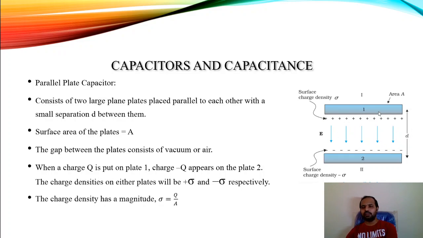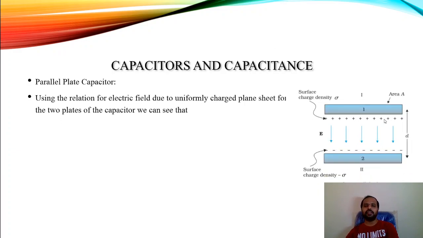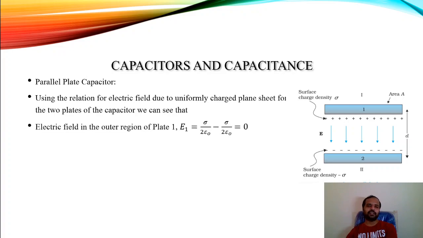Now we already know that the surface charge density is given by Q by A, that is, charge per unit area. From this we are going to get a relation for the capacitance of a capacitor. To get this, firstly we have to find the electric field in the outside regions of plate 1 and plate 2 and between the two plates, that is in region 3. We'll mark it as region 1 outside, region 2 outside, and region 3 on the inside.